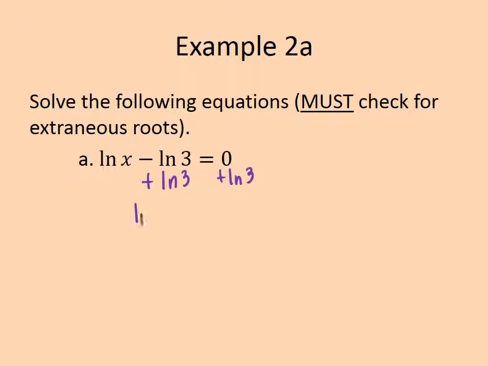We now have the natural log of x equals the natural log of 3. Since they have the same base, the natural log, the base of e, you can take the two log portions and set them equal to each other, which means that x equals 3. With log equations, however, we must check for extraneous solutions.